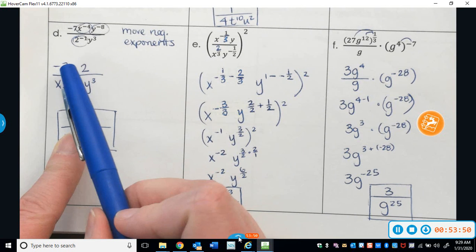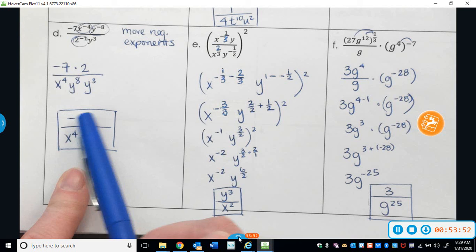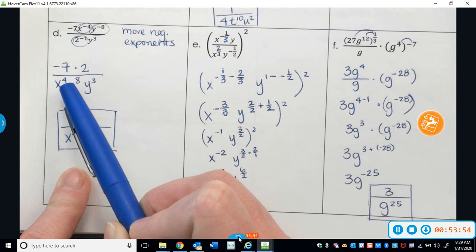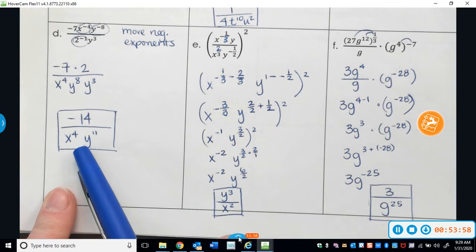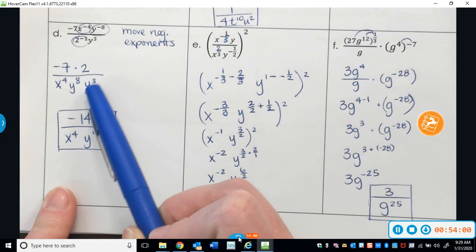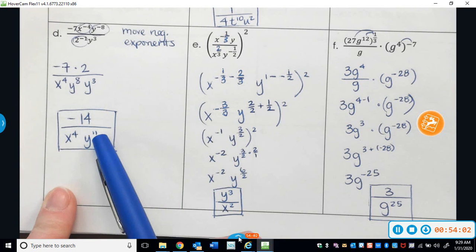So from there I said, well, negative 7 times 2, that's negative 14. There's only one base of x here, so that'll still be x to the 4th. But I have y to the 8th times y to the 3rd, and I should be adding those exponents, so that'll be y to the 11th now.